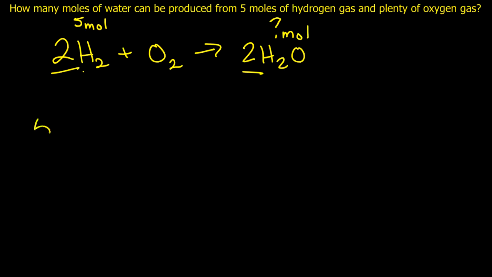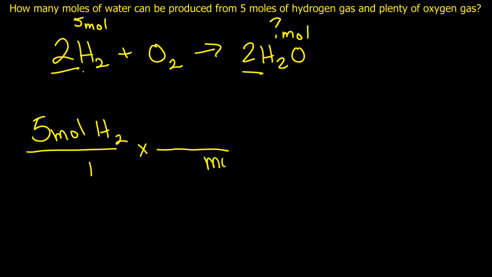So I have 5 moles of H2. I stick that over 1. I'm going to multiply it by the balanced equation ratio. Or to say, I need to change this moles of H2 to moles of water. So I do moles of H2 on bottom to cancel it out on top over here, and moles of H2O go on top because that's where I want to get to.